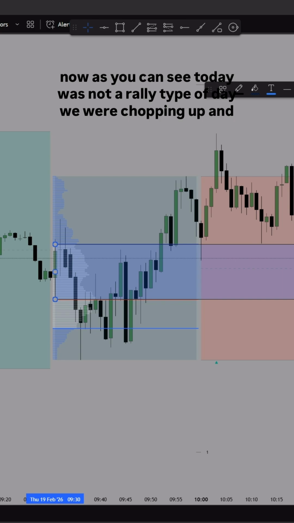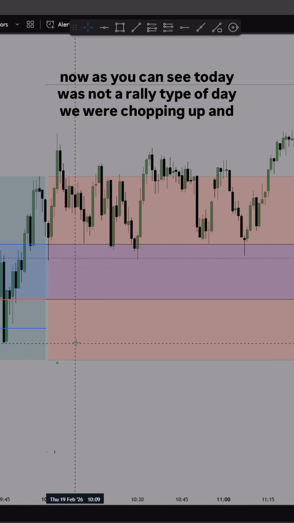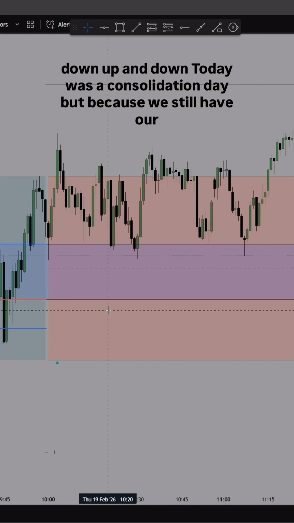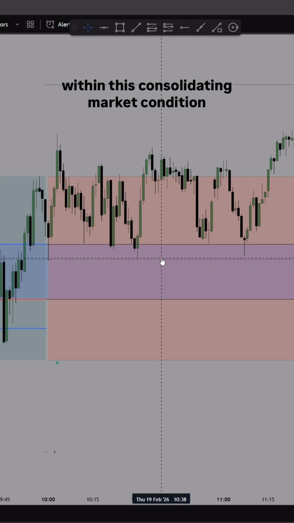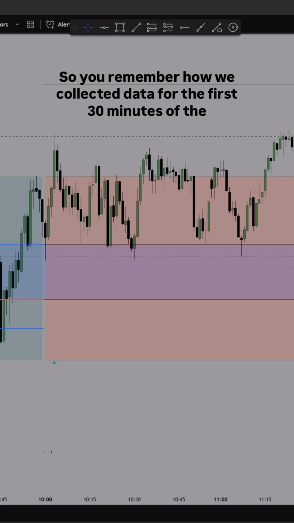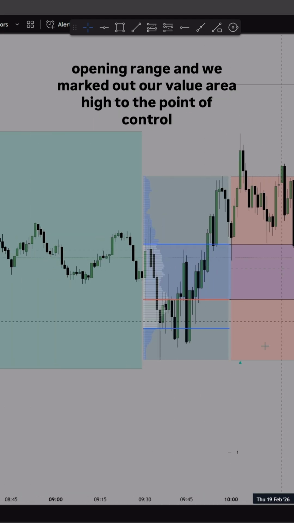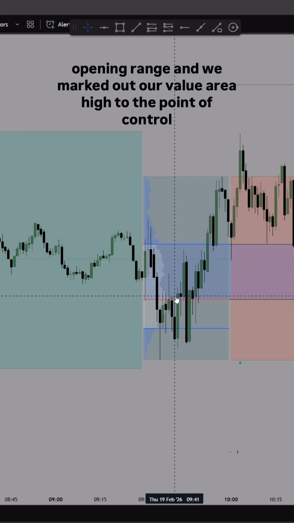Now, as you can see, today was not a rally type of day. We were chopping up and down, up and down. Today was a consolidation day, but because we still have our direction and location, we are still able to have opportunity and take trades within this consolidating market condition. You remember how we collected data for the first 30 minutes of the opening range, and we marked out our value area high to the point of control.